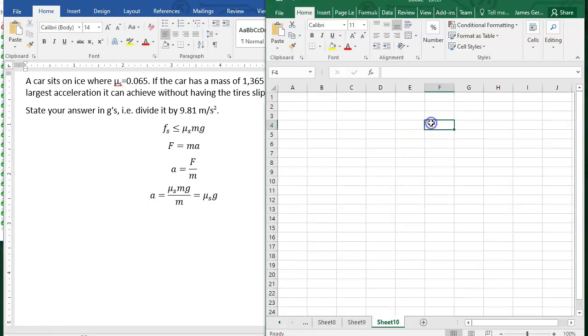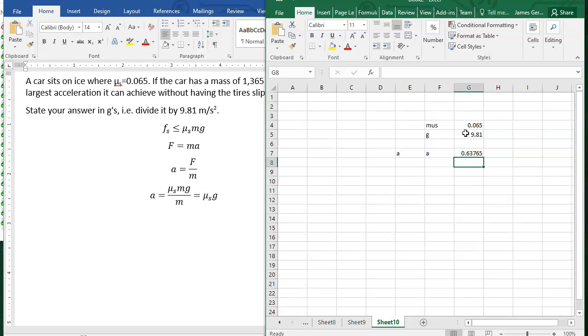Let's go over here and calculate it. We've got mu s 0.065. We've got g 9.81. Right? And so in meters per second squared, the largest acceleration we get is going to be mu s times g. All right? Not a lot of acceleration. You're going to have to take it easy if you don't want to start your tires spinning.